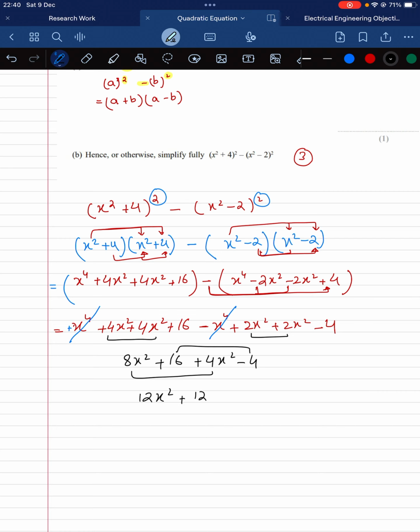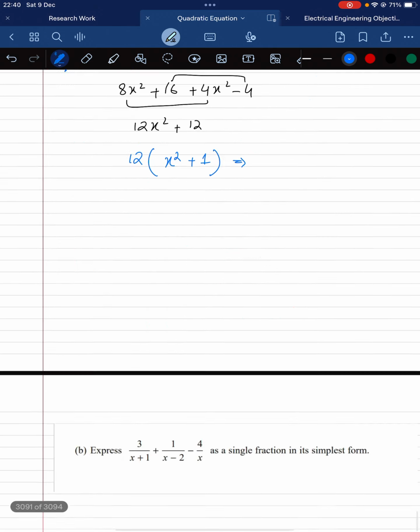If you want to take the common factor, you can. So we can take 12 as a common factor, so we can write 12(x² + 1). So this is the most simplified answer. So we have just opened the squares, and then we open the brackets and then cancel out the terms which are the same. So this is how we can solve this question.